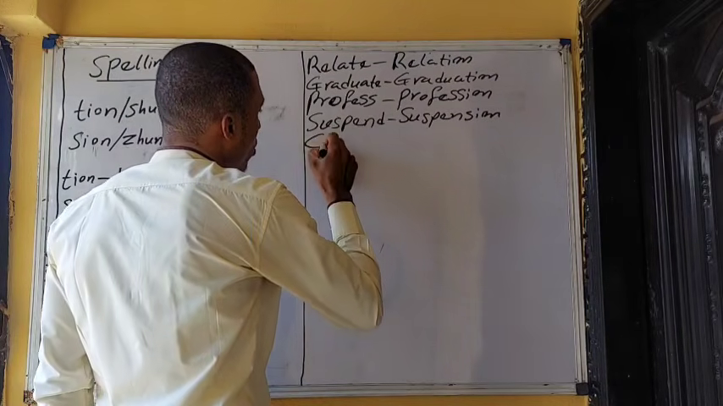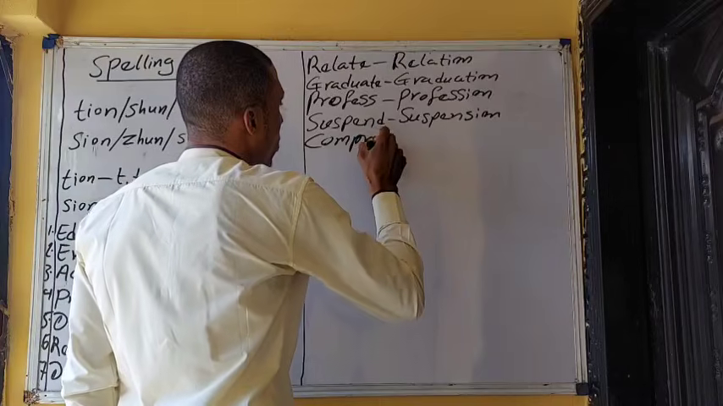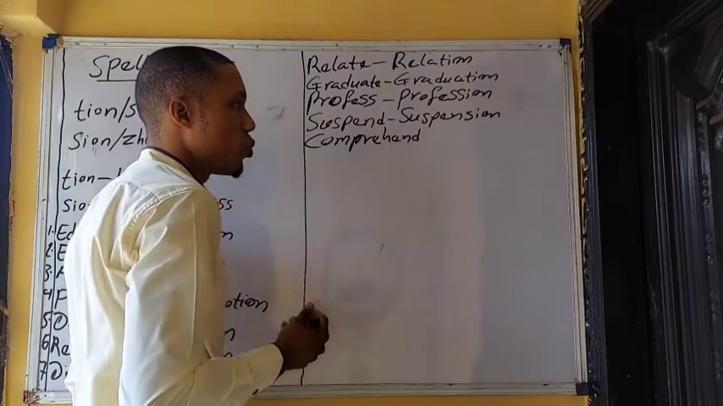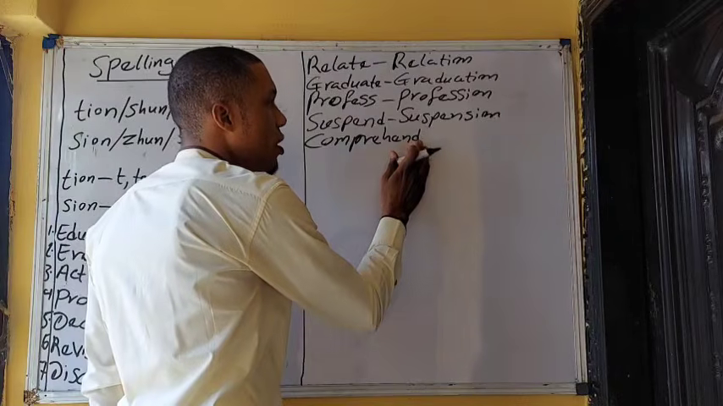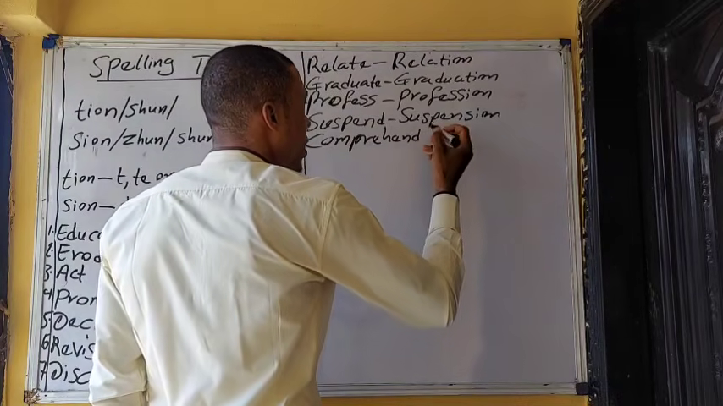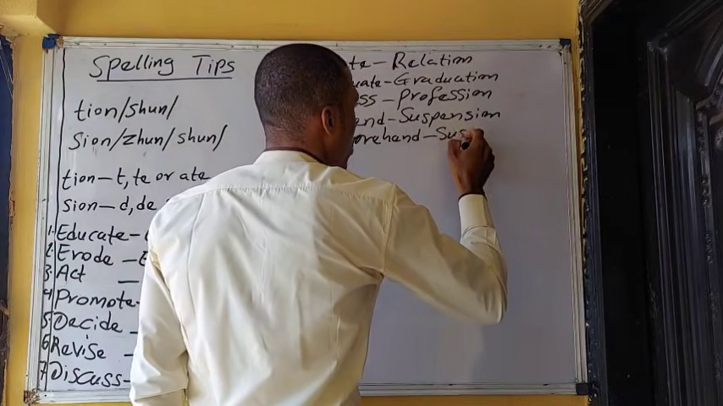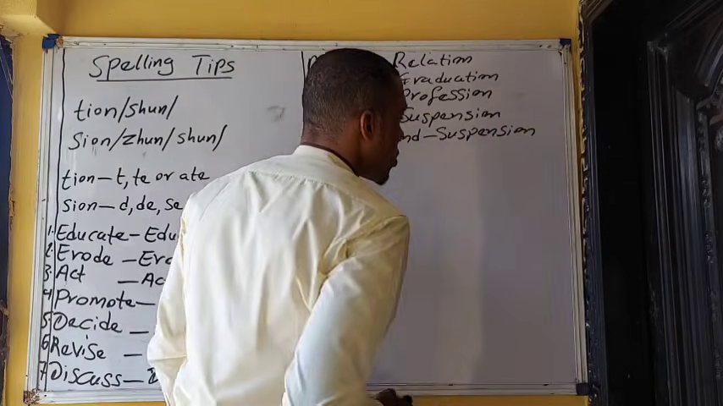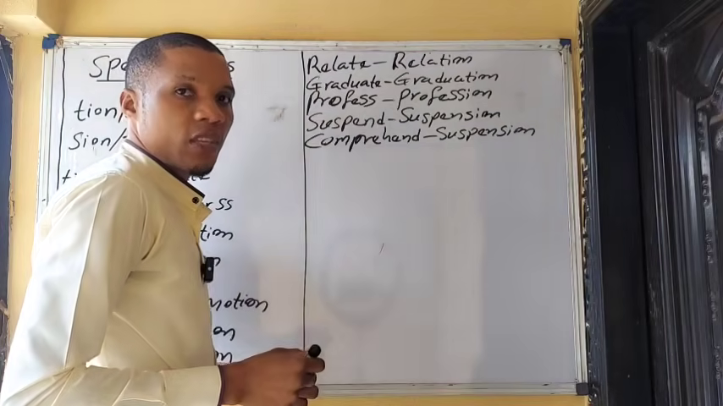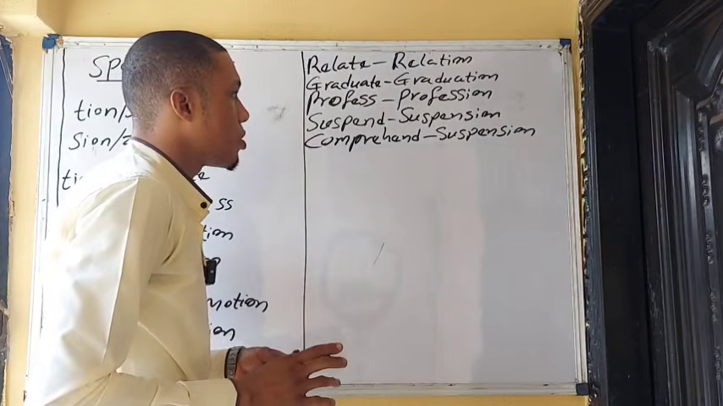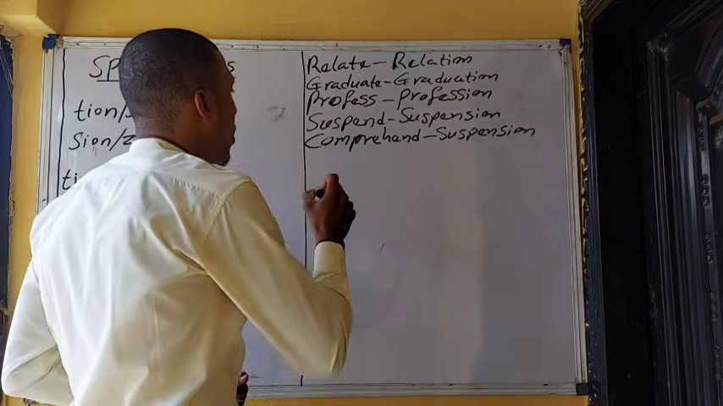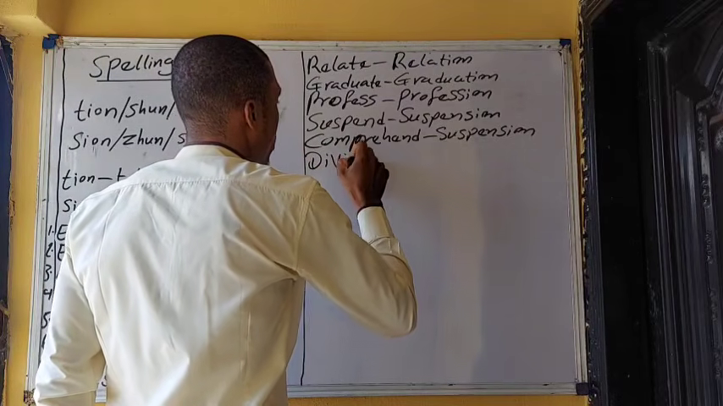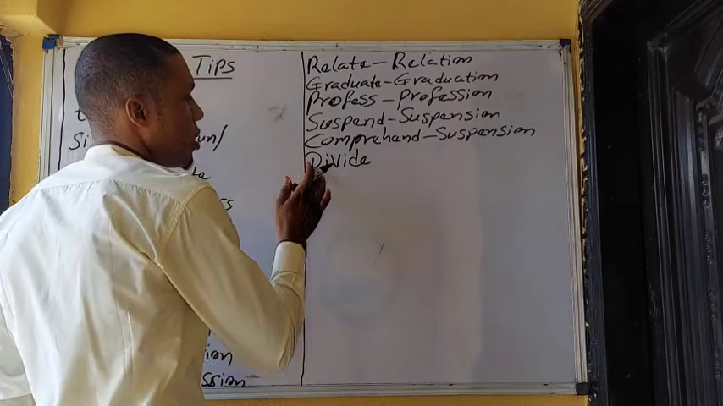Next we have comprehend. Which of the tion is ending with D? So we are going to be needing what? The S tion also, which is comprehension. Is that understood? Next we have div, or divide, which is divide.